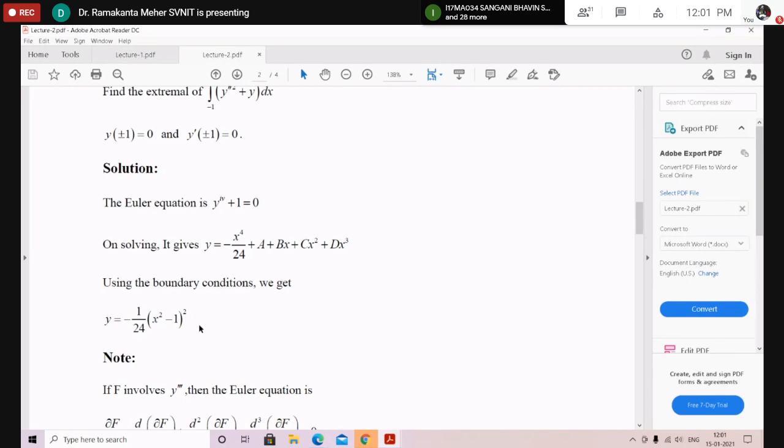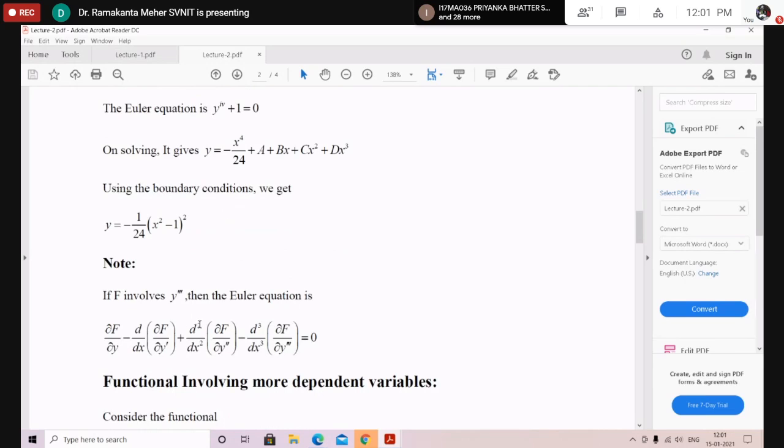Okay. Now, if we proceed further, if f involves y triple dash, then the Euler equation becomes like this. That means we have just extended here this term by adding minus d3 divided by dx cube of del f by del y triple dash and so on.